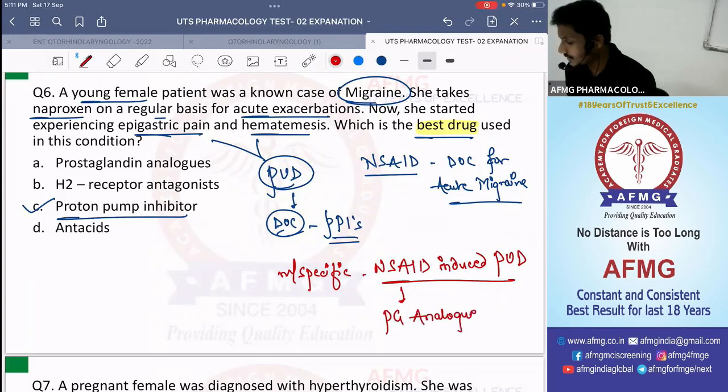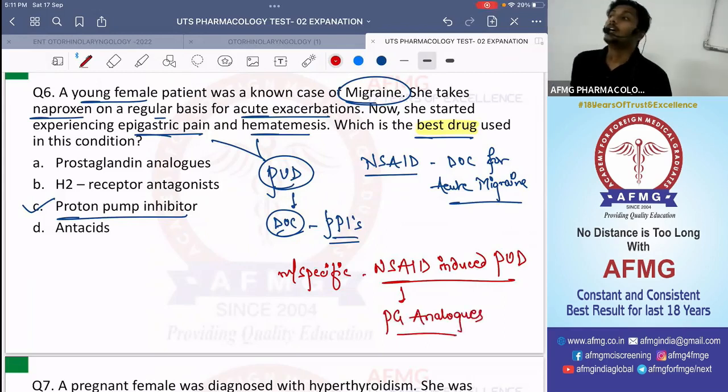Drugs like the prostaglandin analog misoprostol should be given. No issues with this. That is the thing. Okay? No problem. Your answer will stay as prostaglandin analogs only for the most specific drug. Otherwise, the answer is always PPIs, proton pump inhibitors.